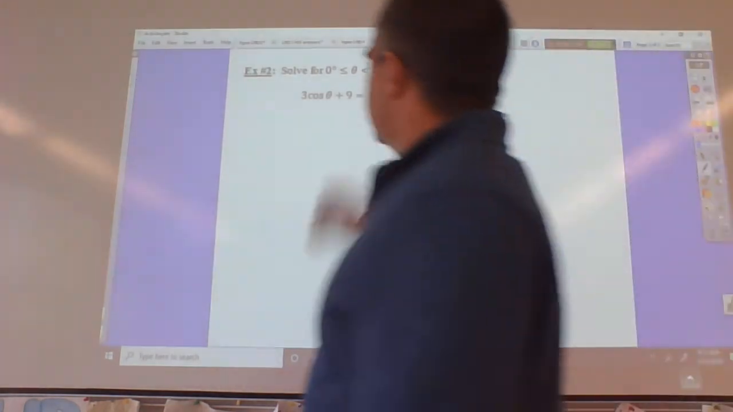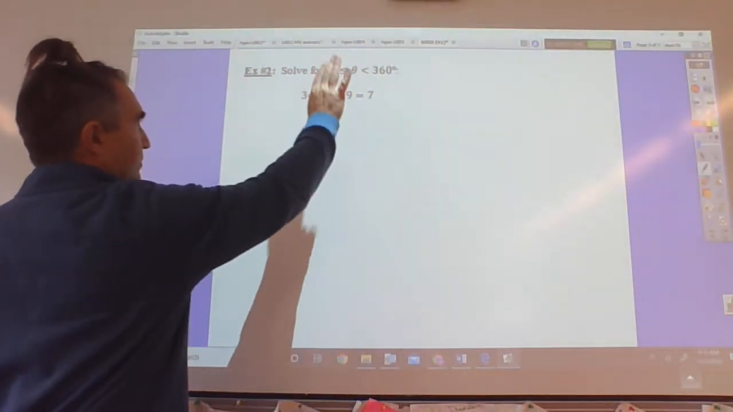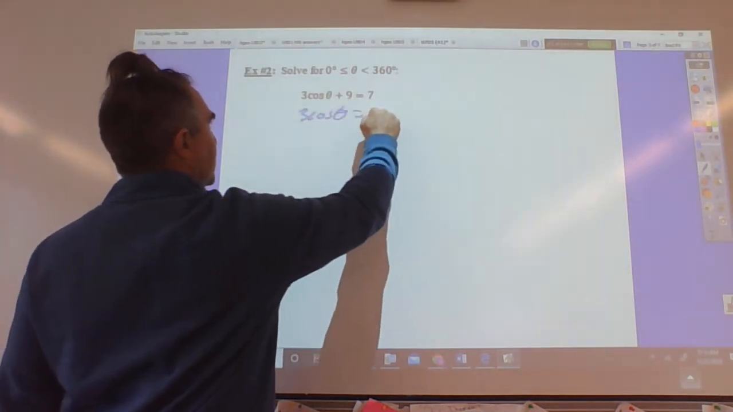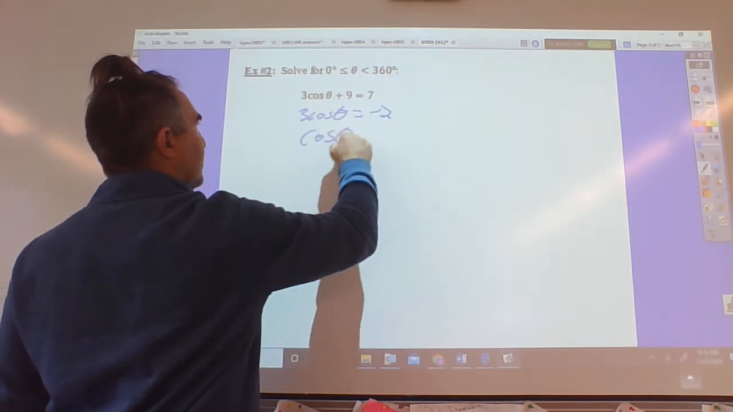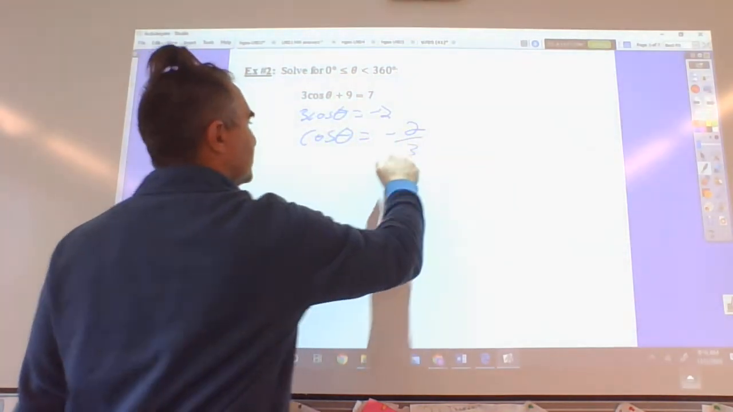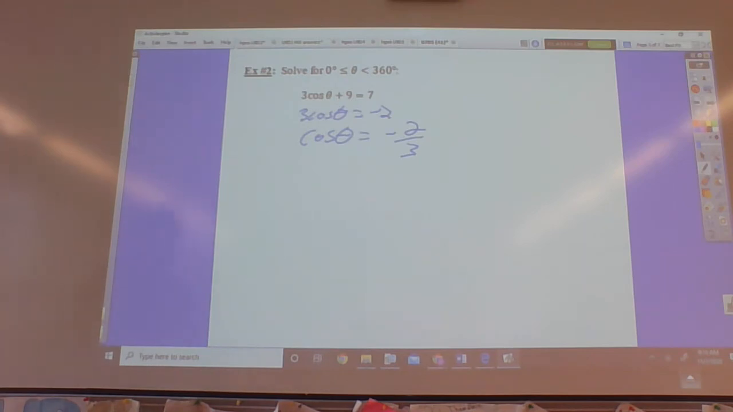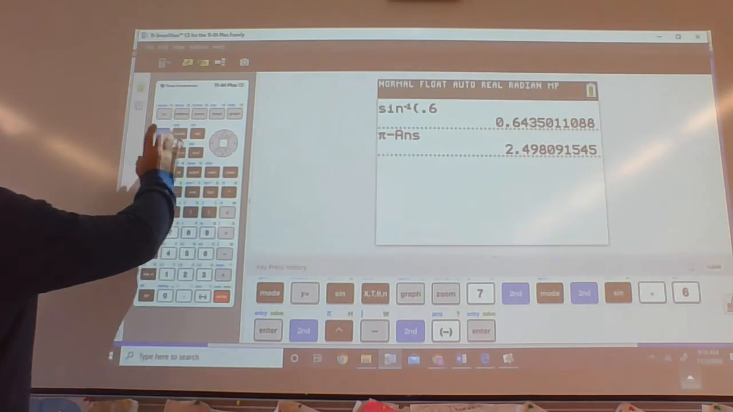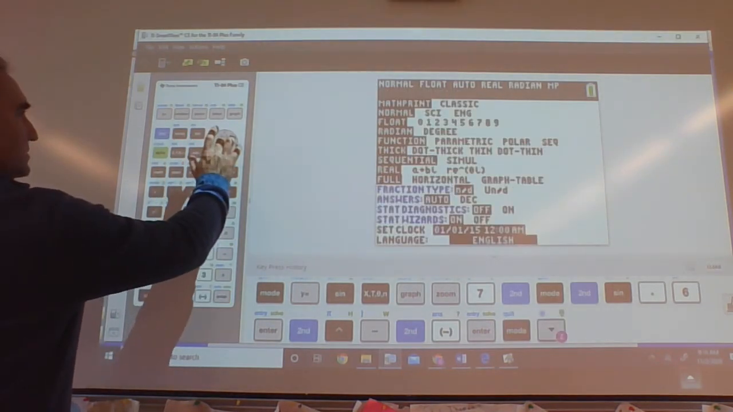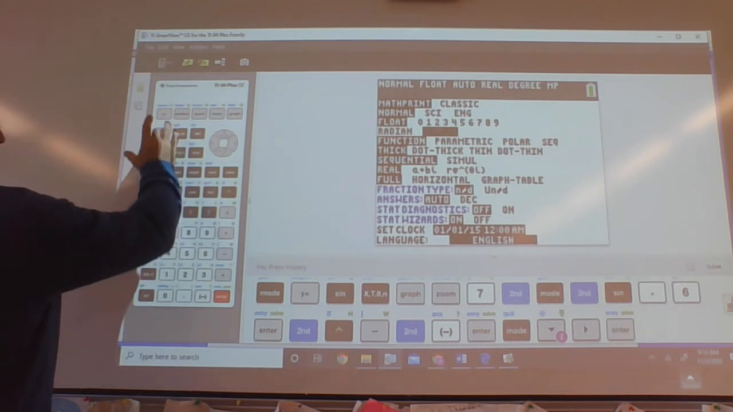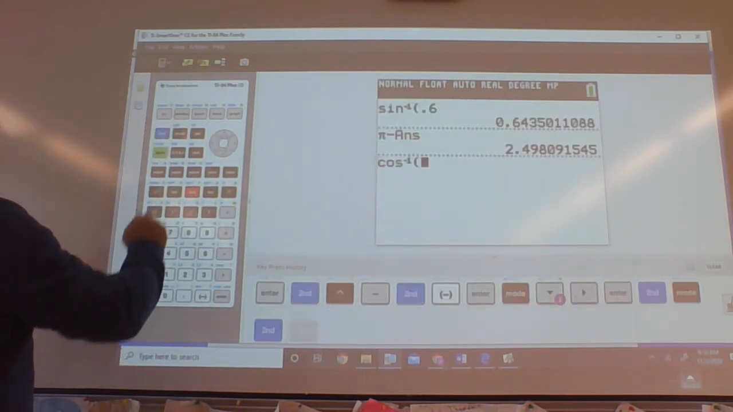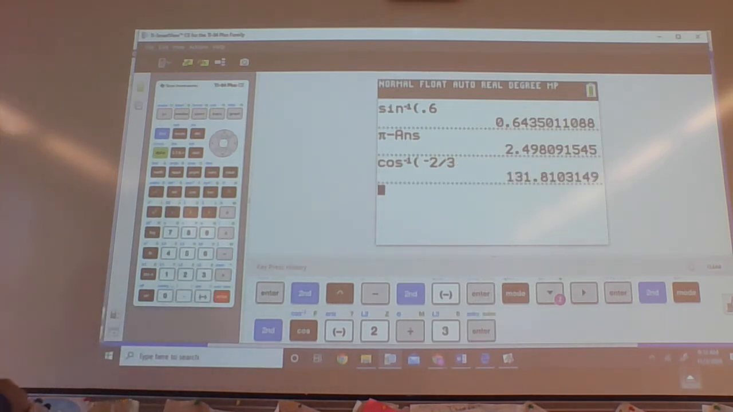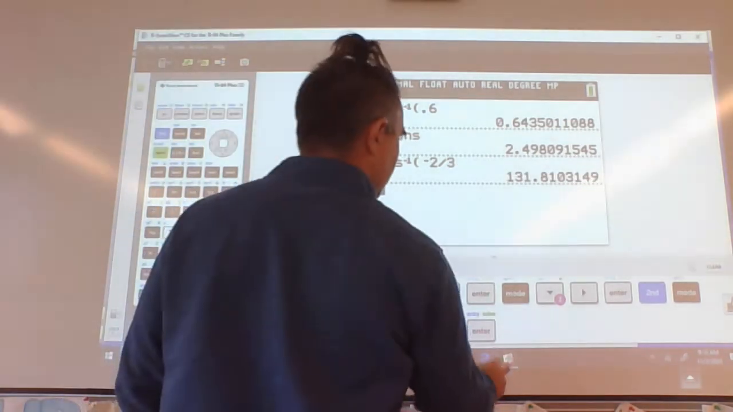All right, now degrees. Okay, so just like algebra, get rid of the 9. 3 cosine theta equals -2. Cosine of theta equals -2/3. Okay, so now the cosine of an angle is negative. All right, let's see what that looks like. I am now in degrees, so this will be a little bit annoying having to bounce back and forth. The inverse cosine of -2/3, and I get 131.81 degrees.